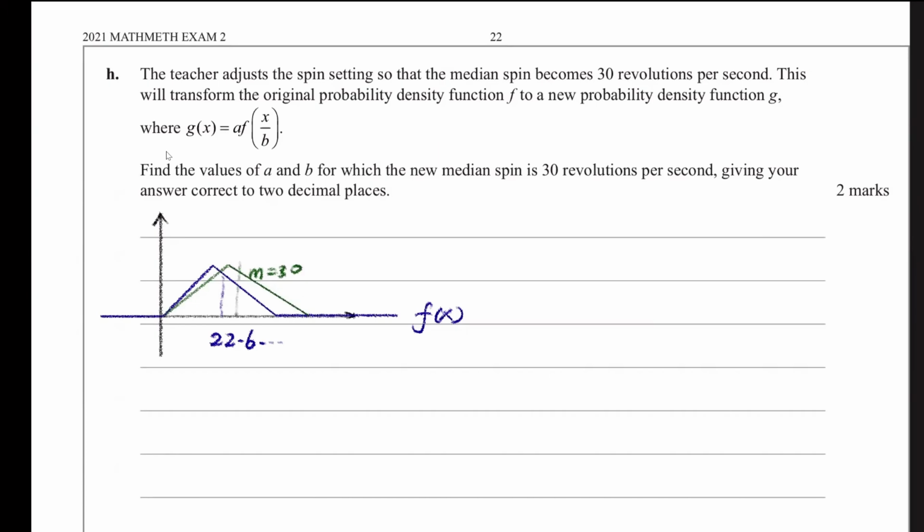But when you stretch this triangle horizontally to here, the area will be larger than 1. Therefore, you need to dilate this new graph vertically. So if it's wider, then it has to be shorter. Okay.